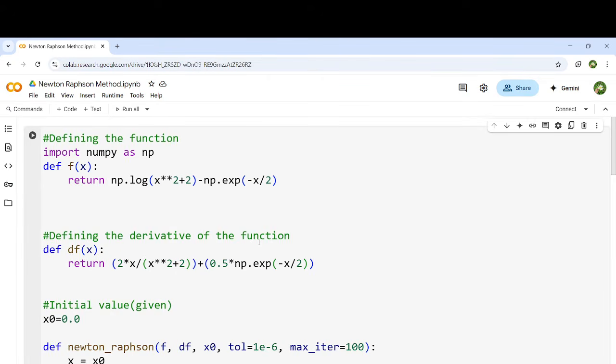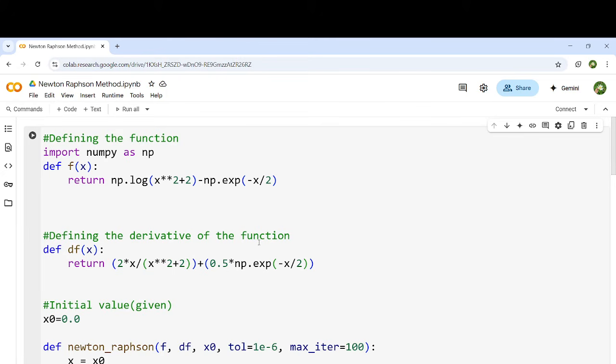This is the Python code. At first I have imported a Python package called NumPy. So the first line is import numpy as np. This is imported for defining the function itself. Here I have defined the function, where the function is log of x squared plus 2 minus e to the power minus x by 2. I have defined the function as def f of x and returned np.log of x squared plus 2 minus np.exp of minus x by 2.